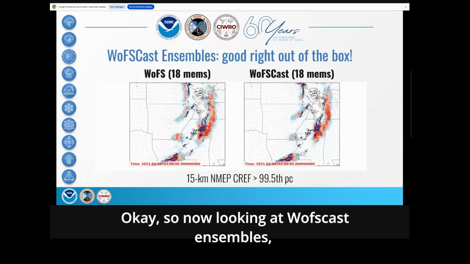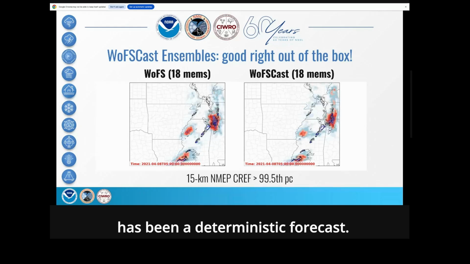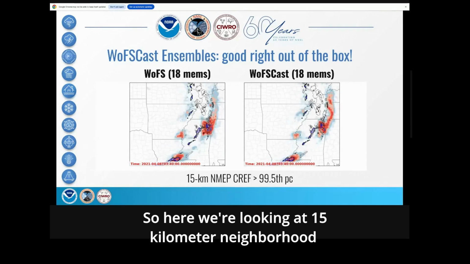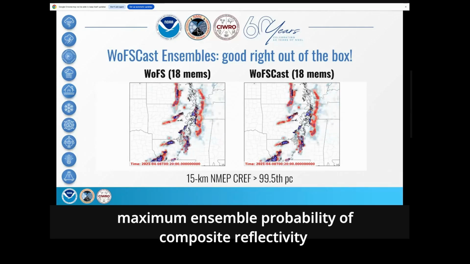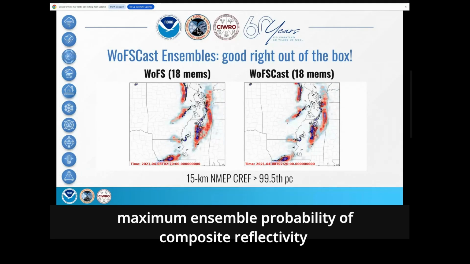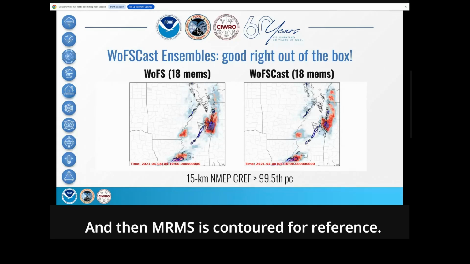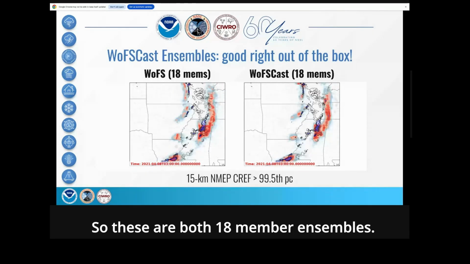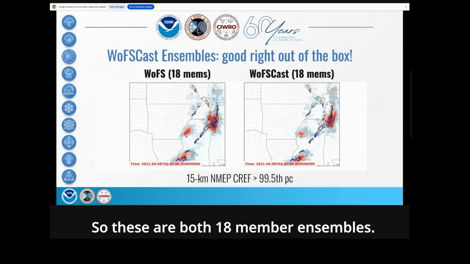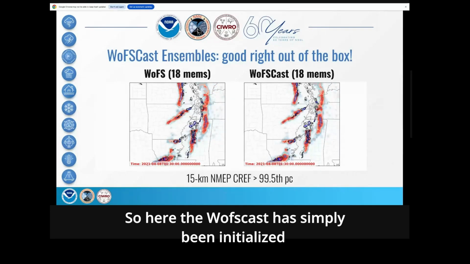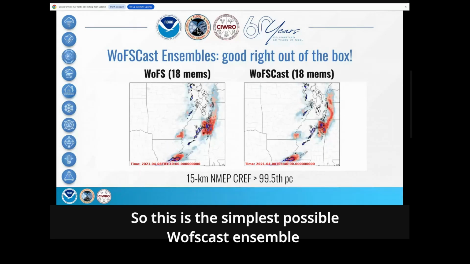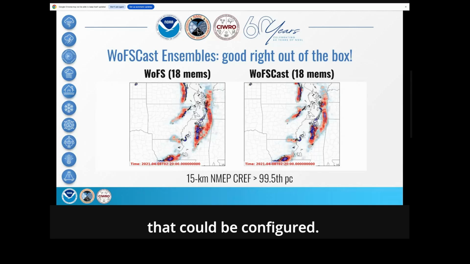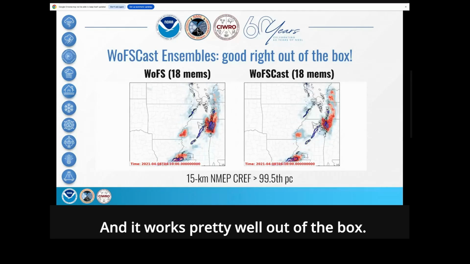Okay, so now looking at WoFSCast ensembles, everything I've shown so far has been a deterministic forecast. Here we're looking at 15-kilometer neighborhood maximum ensemble probability of composite reflectivity exceeding a threshold, and then MRMS is contoured for reference. These are both 18-member ensembles. Here the WoFSCast has simply been initialized from the WoF. So this is the simplest possible WoFSCast ensemble that could be configured, and it works pretty well out of the box.